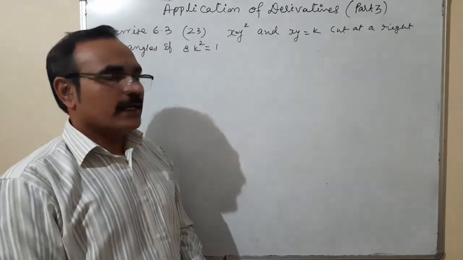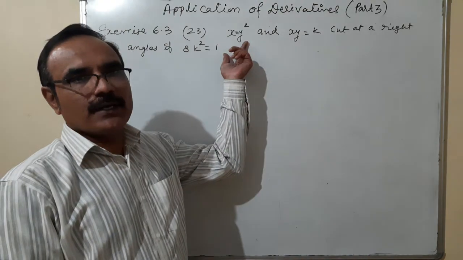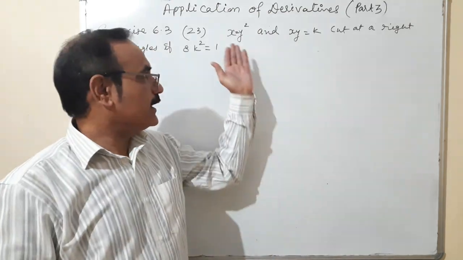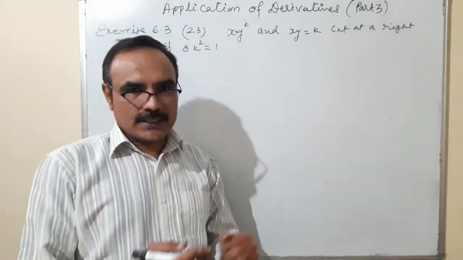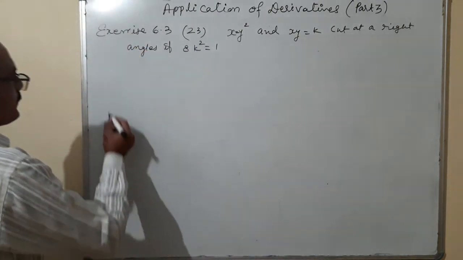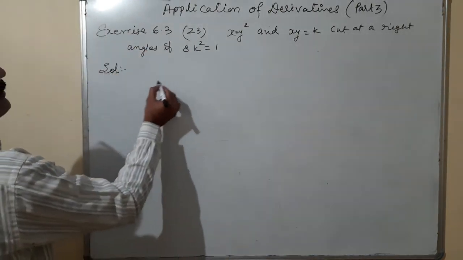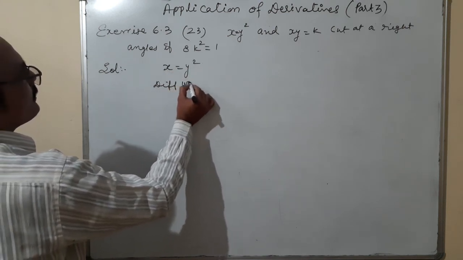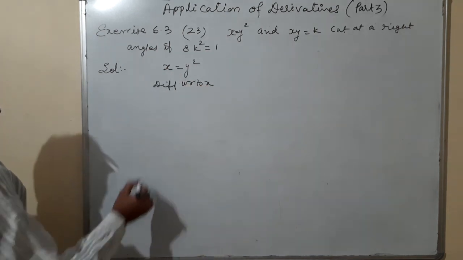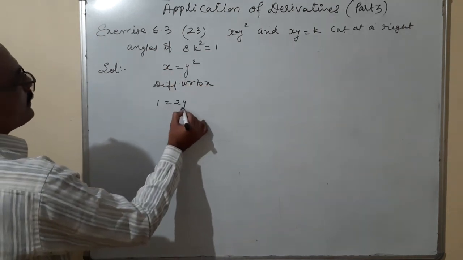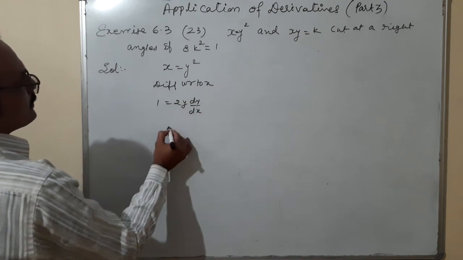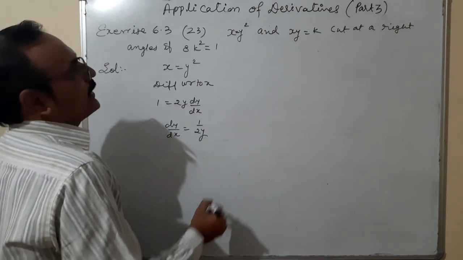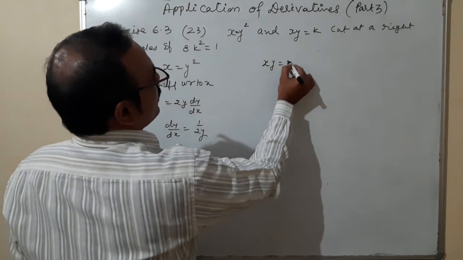Okay. So if they are cutting at a right angle, what does it mean? The gradient of this dy by dx and dy by dx, they are having a product is equal to -1. So we are finding the dy by dx of both, and the product is equal to -1 and getting the result. Okay. x is equal to y square. Differentiate with respect to x. 1 is equal to 2y dy by dx. That means dy by dx is equal to 1 upon 2y, and xy is equal to k.